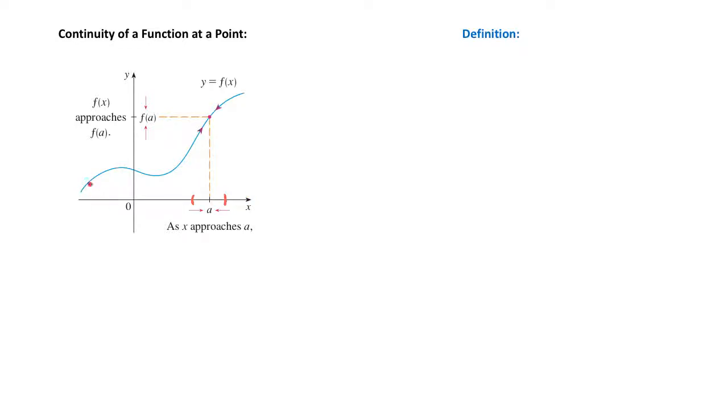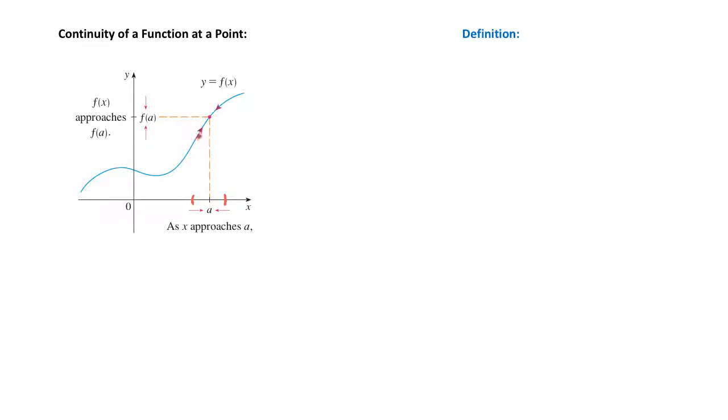The fact that I can trace through and I never have to leave my pencil is telling me that it is continuous at every single value of x, including a. So let's focus right now on a, and let's try to see what it means for a function to be continuous at a. I want you to look at the graph here on the left of a.